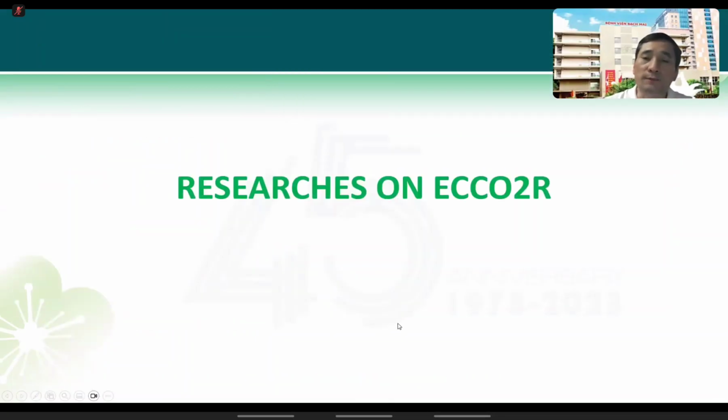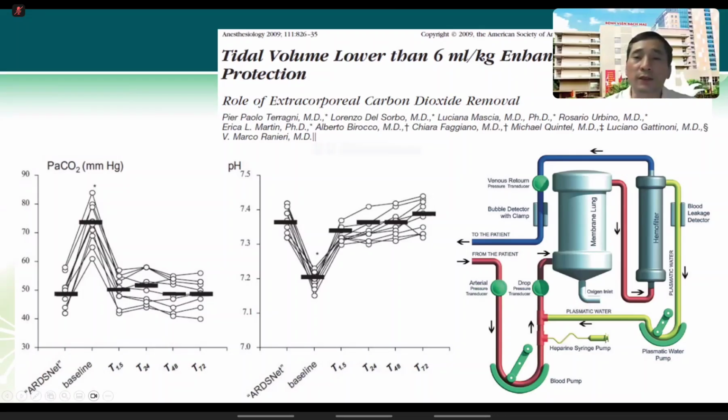So what about research in ECCO2R? Here is the first one, I think. In 2009, we see a group that showed how the technology works on patients. This started with ARDS patients, and we start with a lung-protective strategy. And of course, when you reduce the pressure and the VT, you can see the CO2 level going up. One patient goes very high, up to 85 from around 70 at the beginning, already quite high.